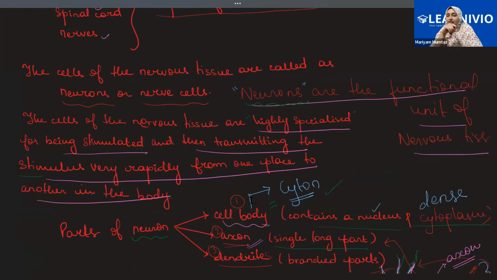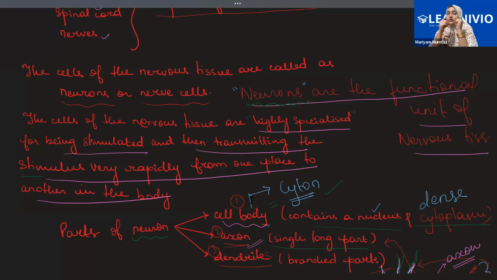So basically, the thing that I wanted to tell you is that our conduction, meaning the way the impulses travel in our body, is so quick that within fractions of seconds, we are able to understand what is going on in our surroundings. We're able to understand how things happen.